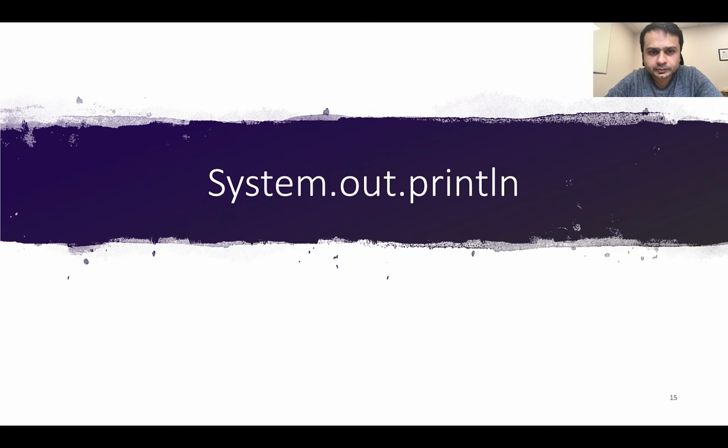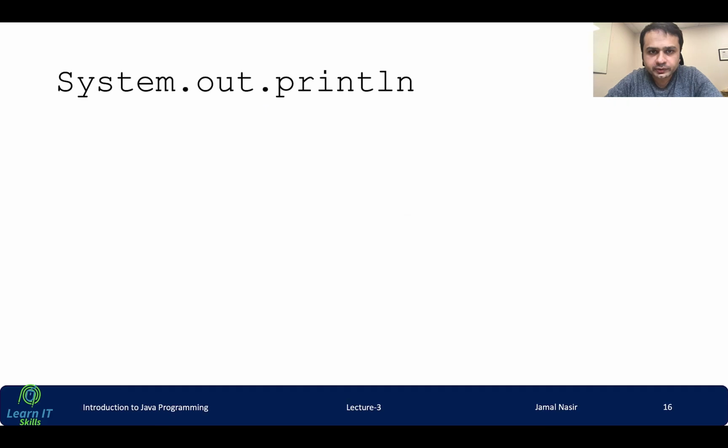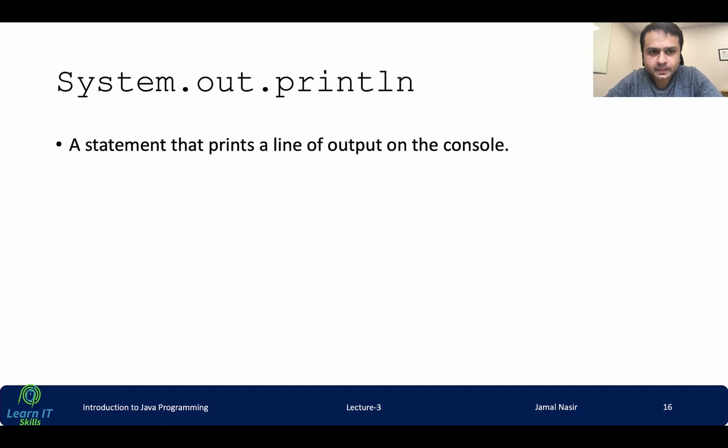We have used this statement System.out.println. What is the purpose of this function? It is a statement that prints a line of output on the console. We will be using this a lot in our course. You can pronounce it as println or println.